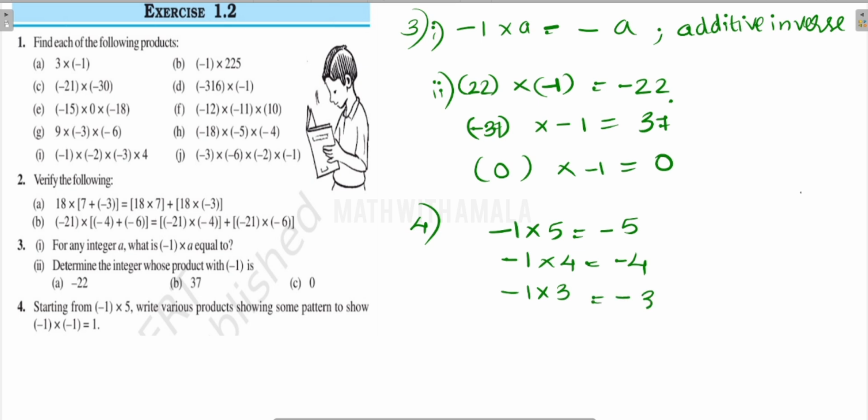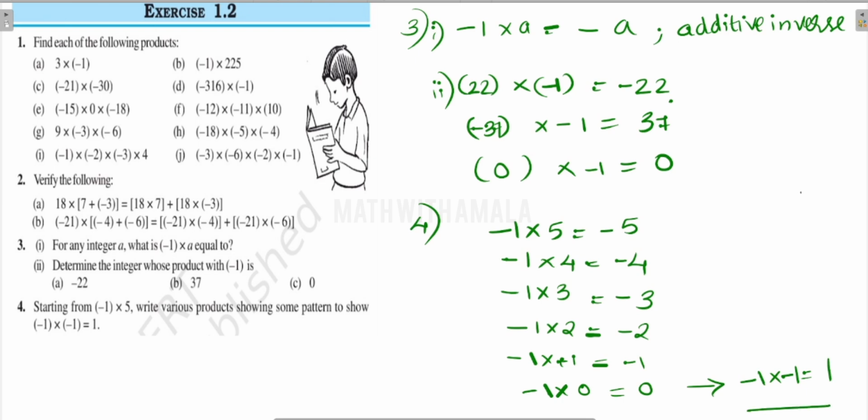Minus 1 into 4 is equal to minus 4. Minus 1 into 3 is equal to minus 3. Minus 1 into 2 equal to minus 2. Minus 1 into 1 is equal to minus 1. Minus 1 into 0 equal to 0. And at last, minus 1 into minus 1 is positive 1. Till the second last one, it was negative into positive, so it was negative itself. Then at the last, it will be positive 1.